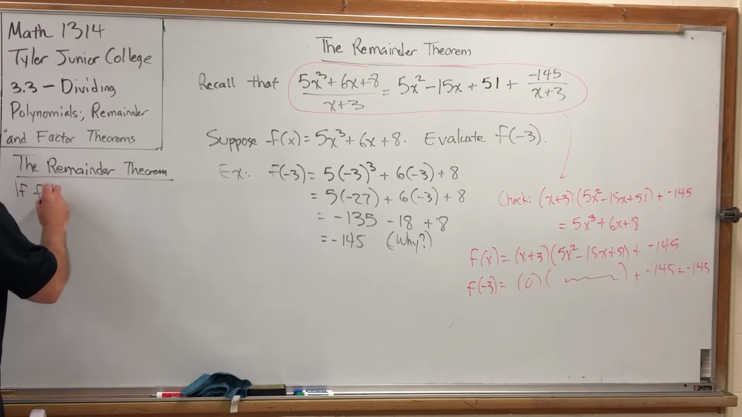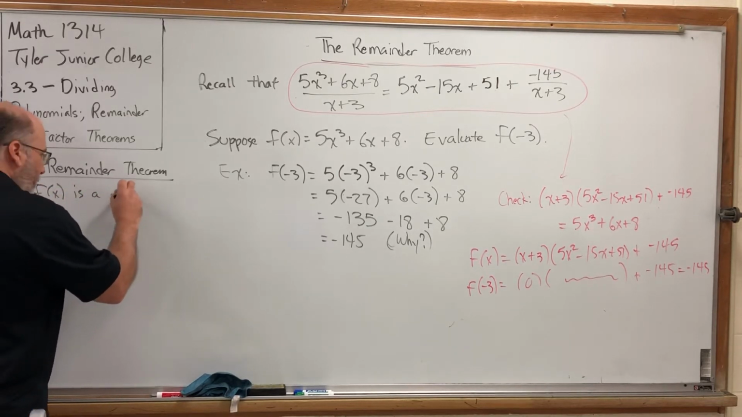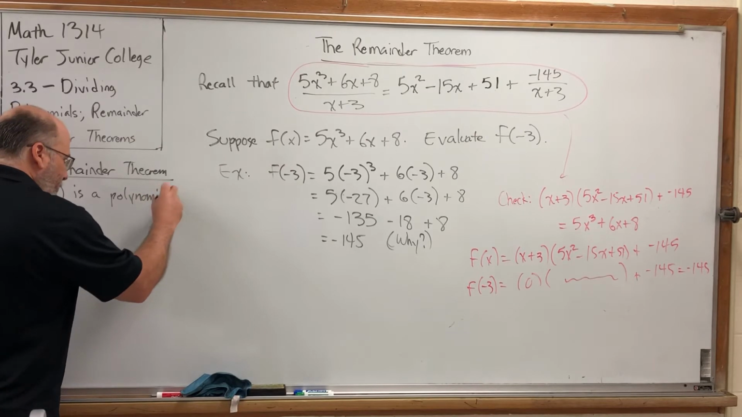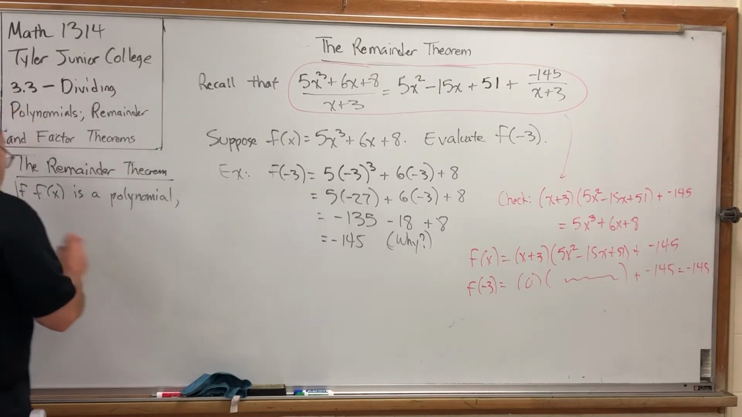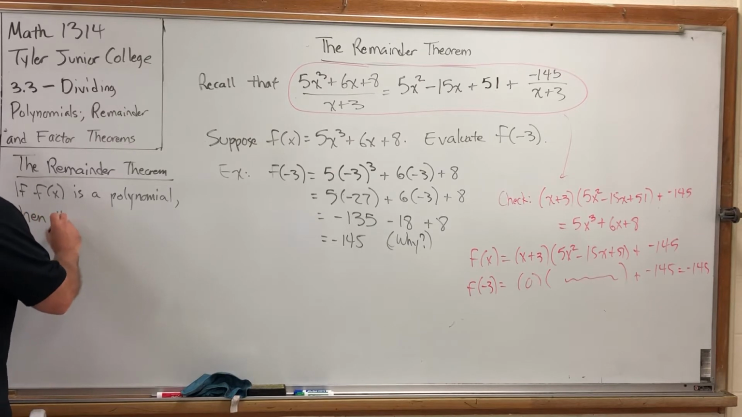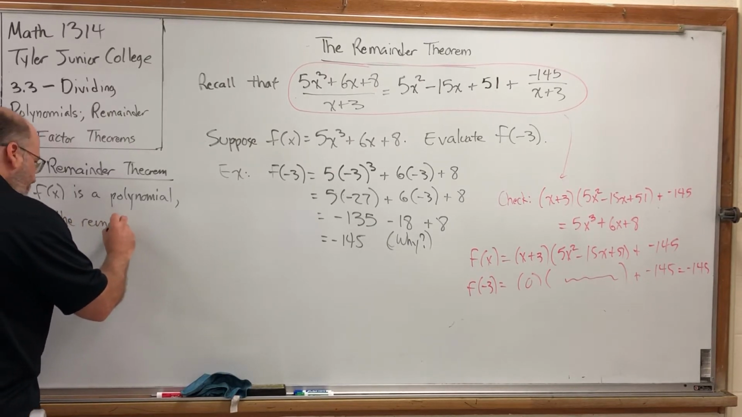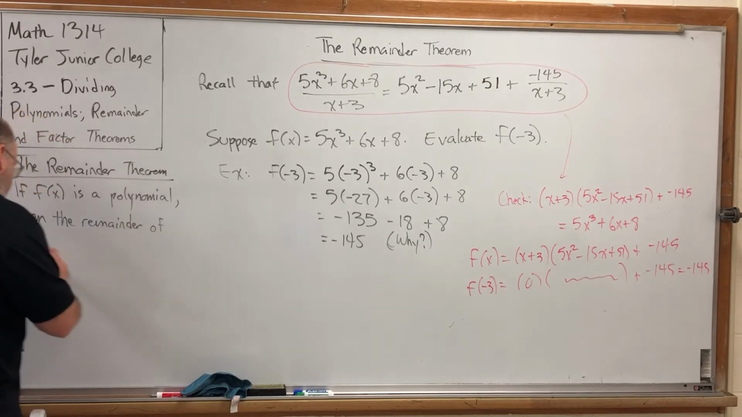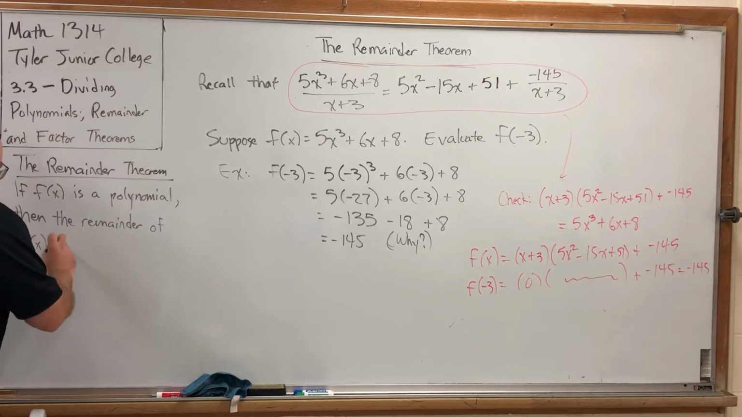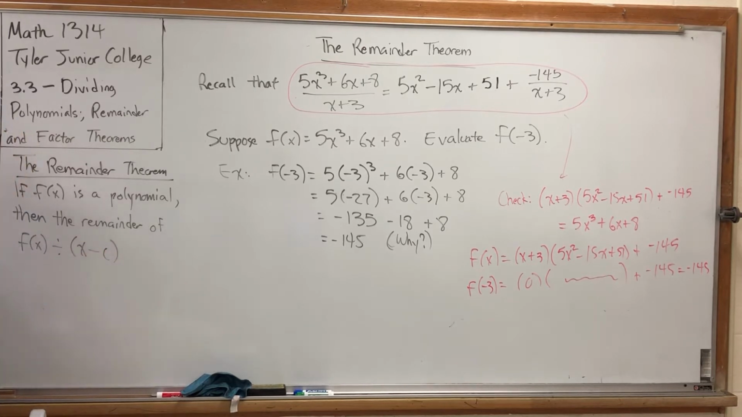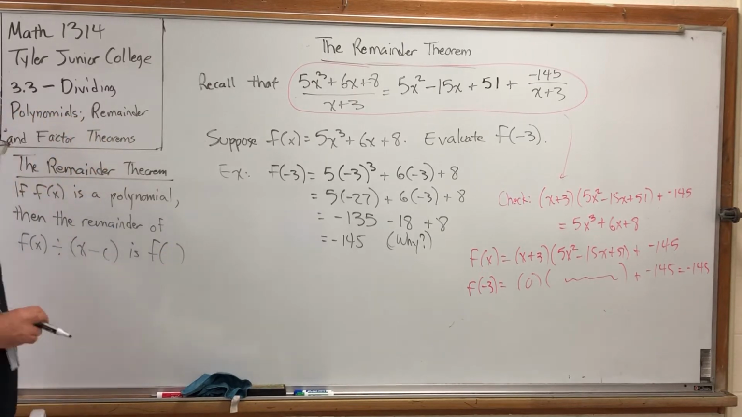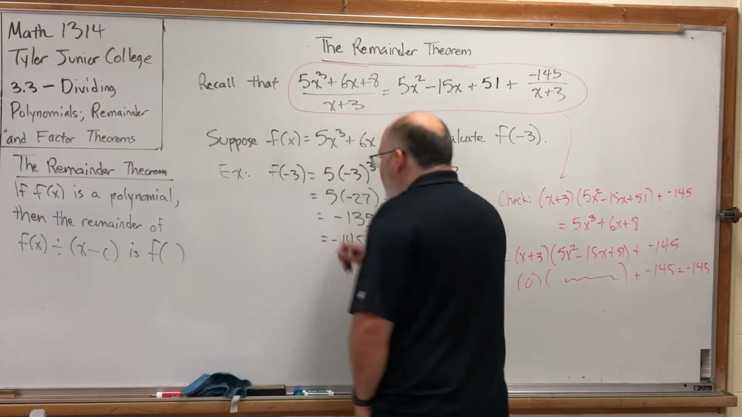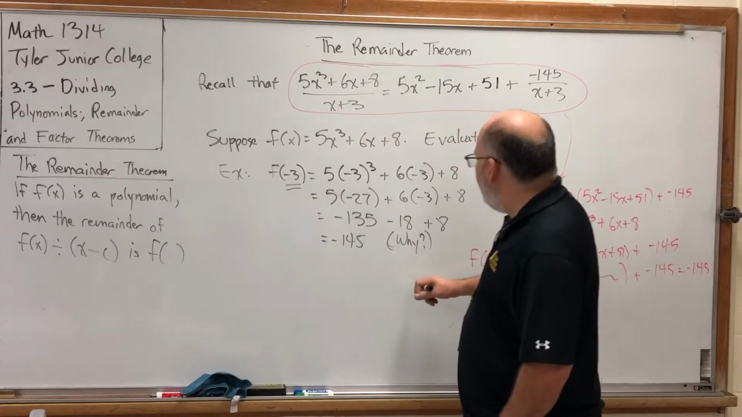If f of x is a polynomial, and the theoretical mathematician in me is asking, must it be a polynomial? But let's not go outside of those boundaries for now. If f of x is a polynomial, then the remainder of f of x divided by x minus c, and there's a reason we're saying x minus c, is, think about what we would put into the function. The number we put into here was the number that made the divisor equal to 0.